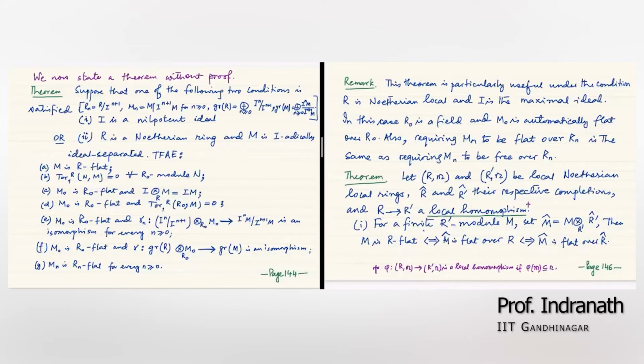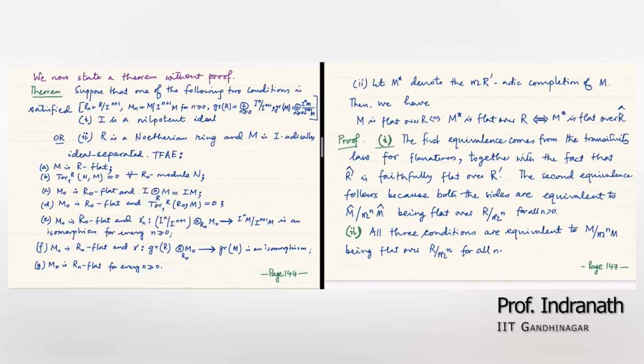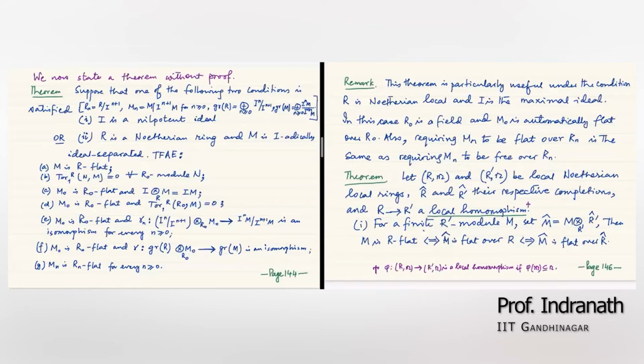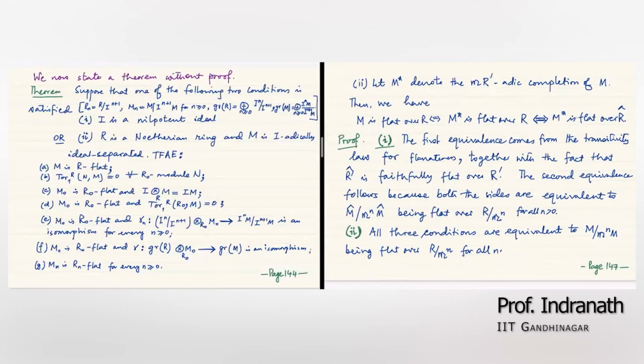Okay, and similarly, if you take M star, it is not your M hat, because that was the completion with respect to the respective maximal ideals. Here what we are saying is that if I just take the extension of this maximal ideal to R dash, and we take the MR dash-adic completion of M, that is M star. Then also, the interesting fact is that you have a similar thing happening, that you can safely move from R to R hat, okay, and with respect to M star, not just with respect to M hat.